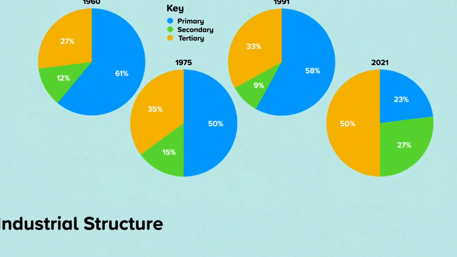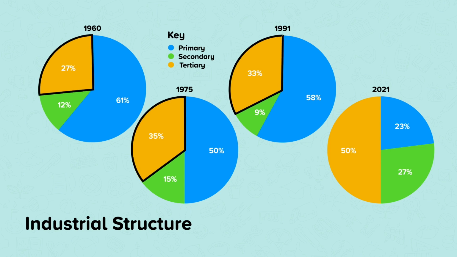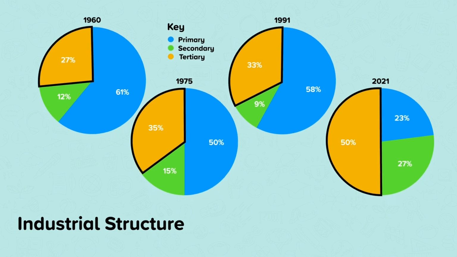Looking more closely at the tertiary or services sector, we can see that in the last 30 years particularly, this has had a rapid growth. It has grown from accounting for 33% of GDP to 50% of GDP. Let's look at the reasons for this growth.